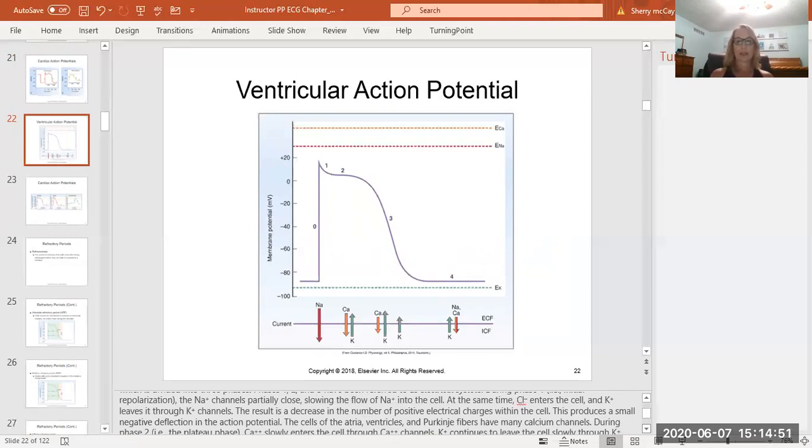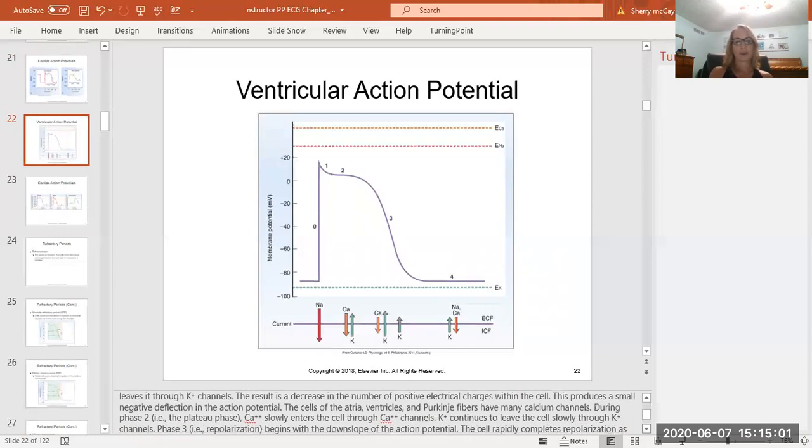The cells of the atria, ventricles, and the Purkinje fibers have many calcium channels. During phase 2, which is the plateau phase, calcium slowly enters the cell through calcium channels. Potassium continues to leave the cell through potassium channels. Phase 3, repolarization, begins with a downslope of the action potential.